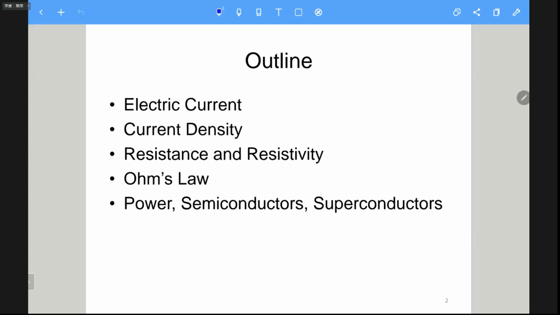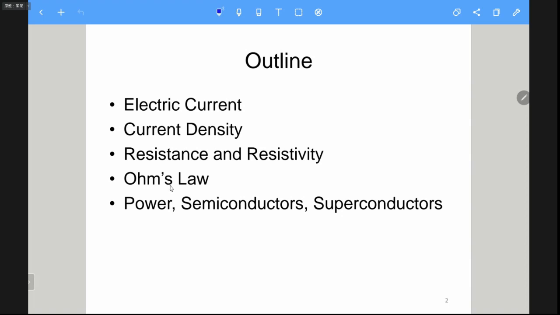So here is the outline. We will introduce what the current is, and the current density. The current density is actually like a surface integration, and the resistance and resistivity. And we'll talk about Ohm's law, which for easy, students have learned in circuit analysis. But we will see it from another hardcore physics point of view.